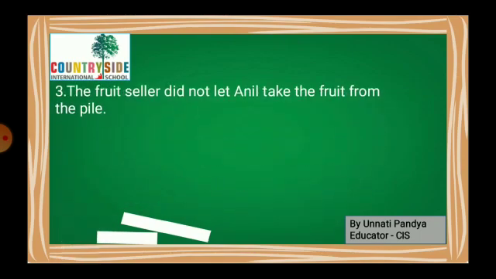Third, the fruit seller did not let Anil take the fruit from the pile. If you remember, Anil wanted an orange from the bottom of the pile. And so the fruit seller said, "No, not that one. All my other fruits will fall down." So this is true.